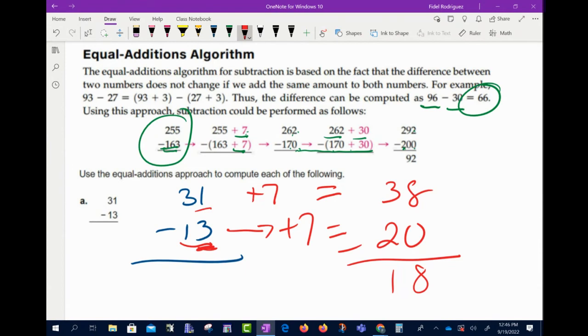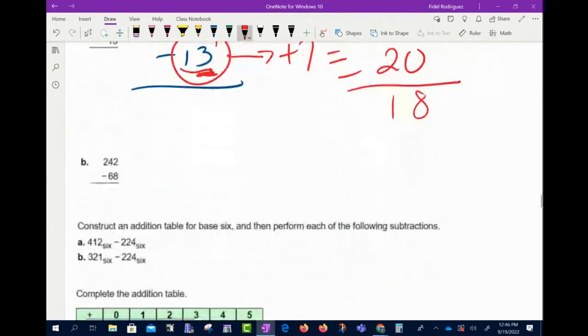I'm sorry, say it again? Well, why was it 7 here? Because we had what number? 13, and we're trying to get to 20. So how much do you have to add to 13 to get to 20? You have to add 7, right? So in this case, it was 7. Is it always going to be 7? No. I know it was 7 here too, but that's because that one ended in a 3, right? But it's a good question.